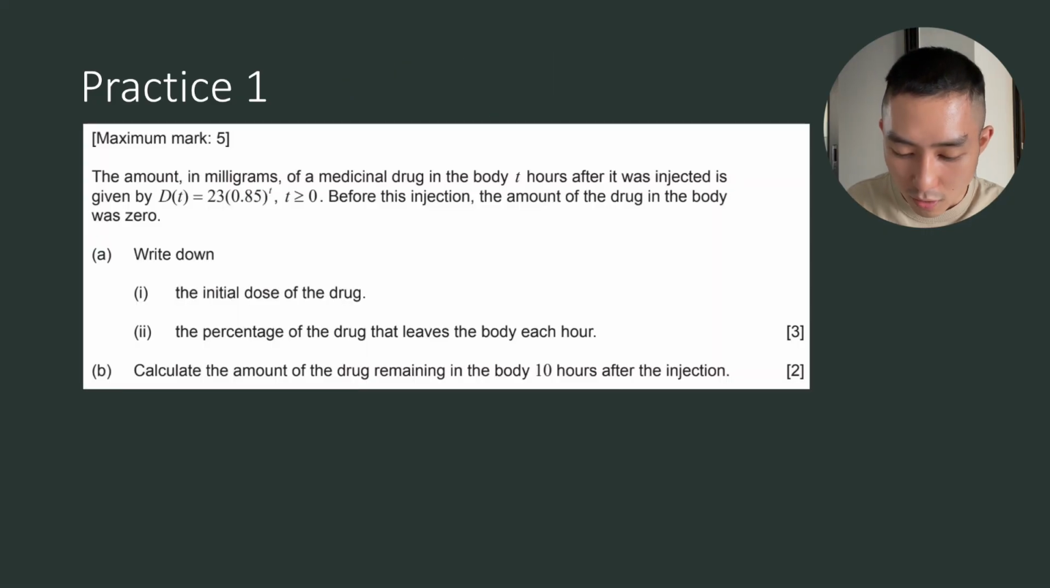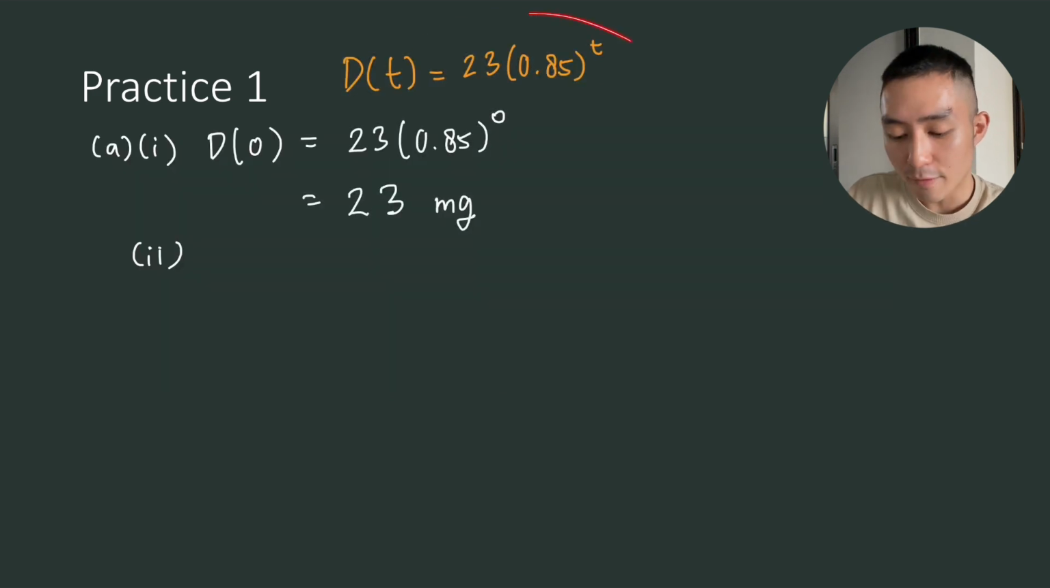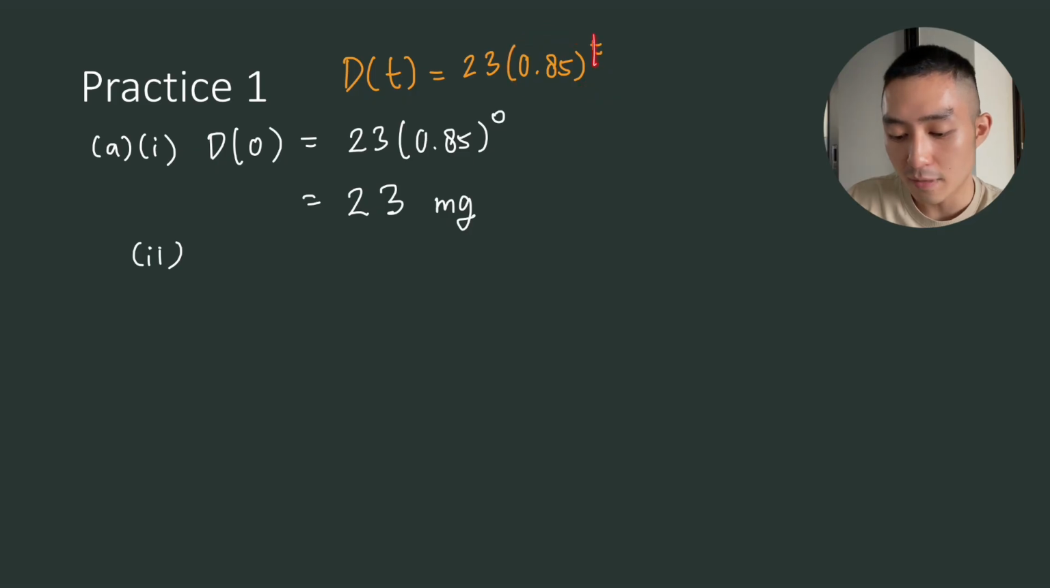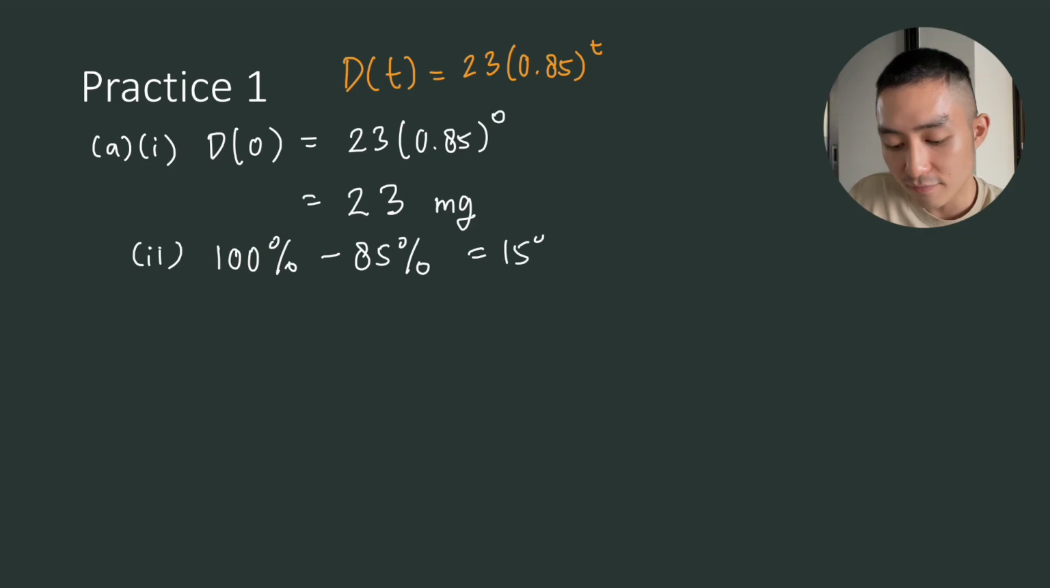The percentage of the drug that leaves the body each hour. This is what you want to know, the percentage that leaves each hour. You know that from this equation, if t improves per hour by 1, the remaining is 85% of each hour. So if you go from 1 up to 2, you multiply it again with 85%. So from the initial, it means that the remaining is 85%. So to get to know how much it leaves, you can subtract from 85%, in which you get 15%.